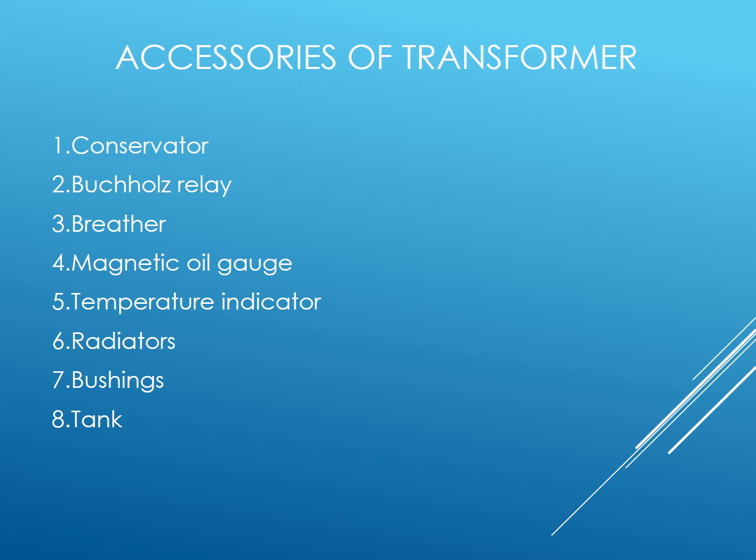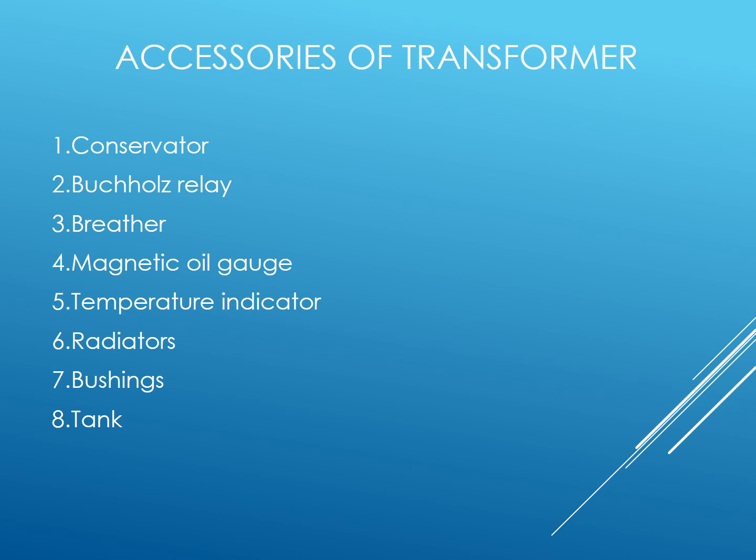The next major topic, that is assemblies of the transformer. First we will discuss the main points. Now we have to go for the assemblies of the transformer. These are the protective things for the better functioning of the transformer, that are conservator, Buchholz relay, breather, oil level indicator, temperature indicator, cooling arrangement, bushing and transformer tanks.